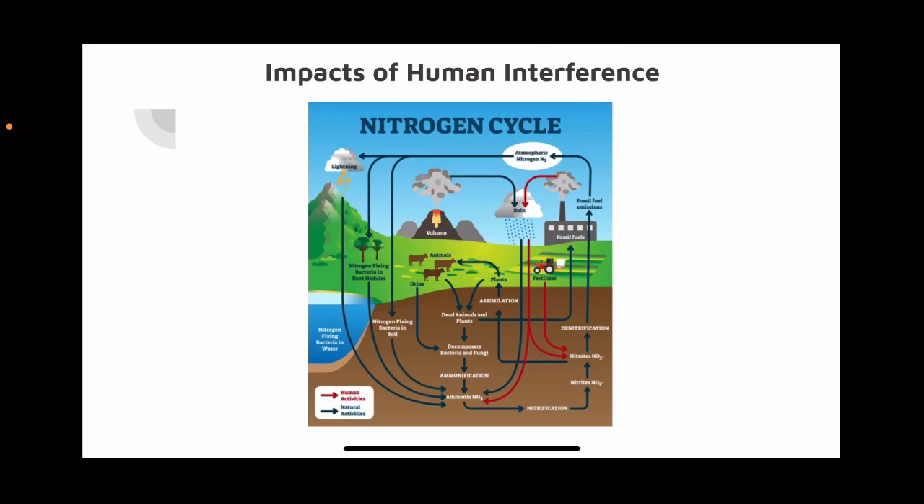So now I'll be talking about the impacts of human interference. Nitrogen is a limiting resource, which is why most fertilizers contain it. Humans are able to make nitrogen mechanically through a process called the Haber-Bosch process. This is used in fertilizers.